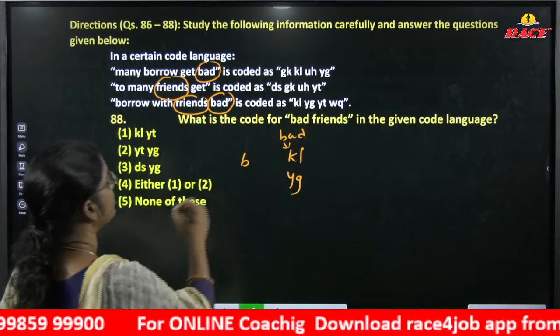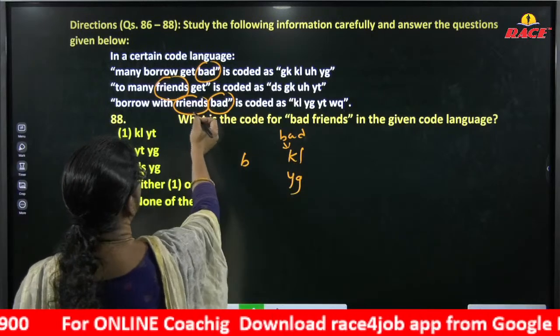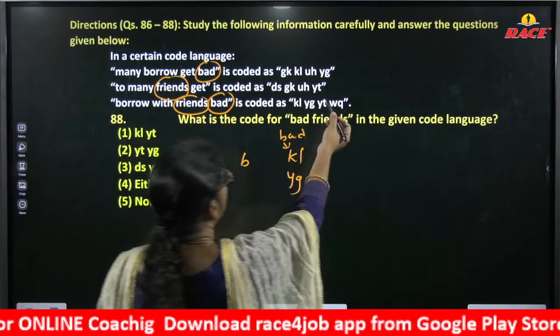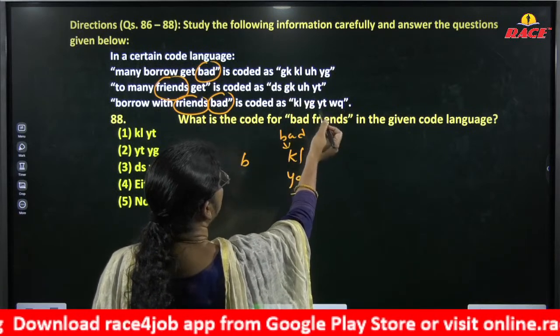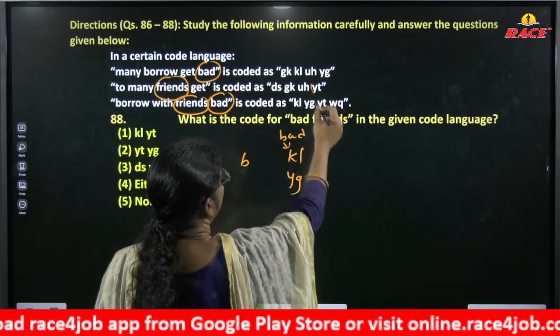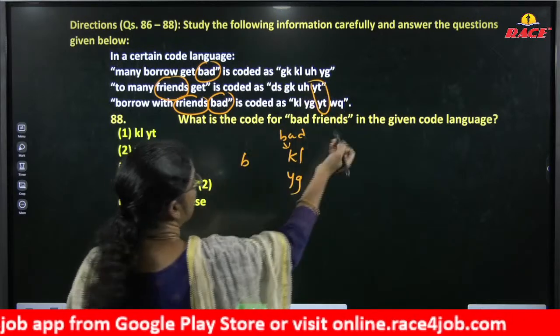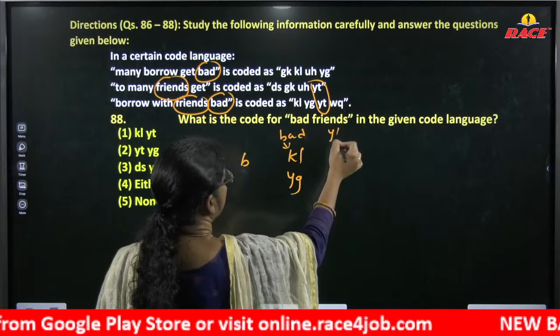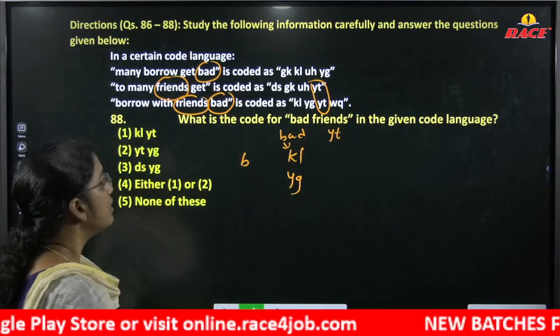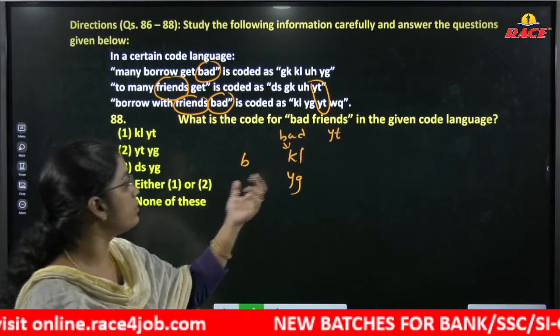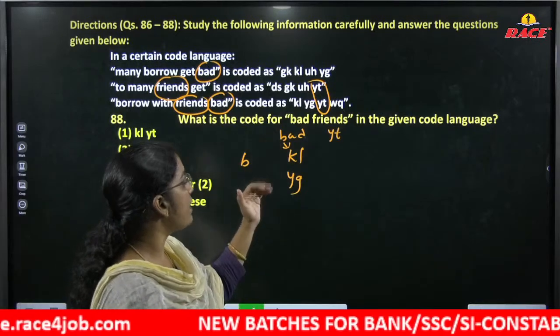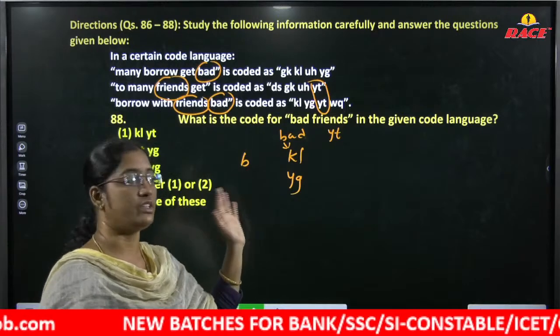Then we have to find out the code for friends. In the second and third line, what are the common codes? DS, no. GK, no. UH, no. YT, yes, YT is the common code. That means the code for friends is YT. Okay, the code for friends is YT, and the code for bad is either KL or YG.